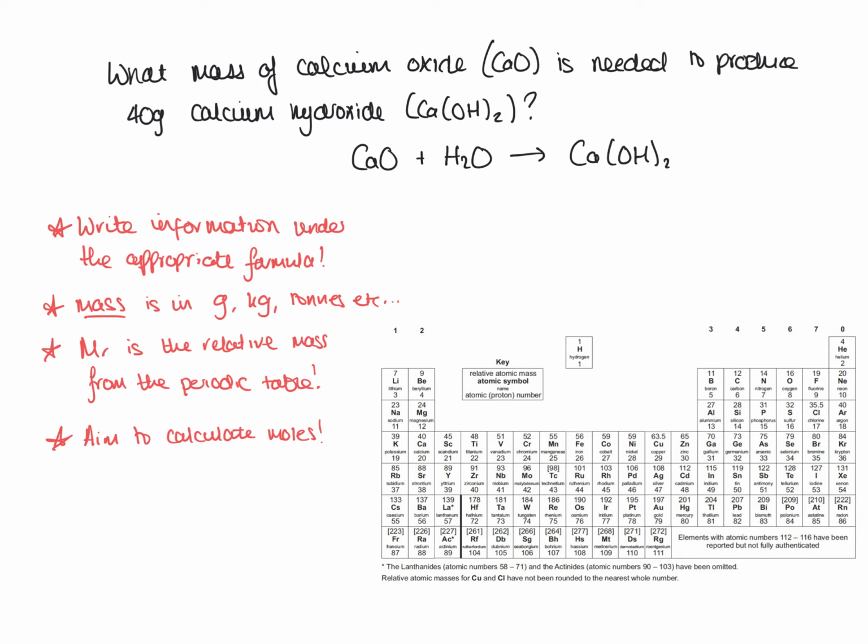Secondly, mass and MR are both kind of masses in a way, so it's important that we know which is which and we can differentiate between them. So mass is in grams, kilograms, tons, etc. It's how much stuff you have got or you are trying to create. MR is the relative mass, and that's the one taken from the periodic table.